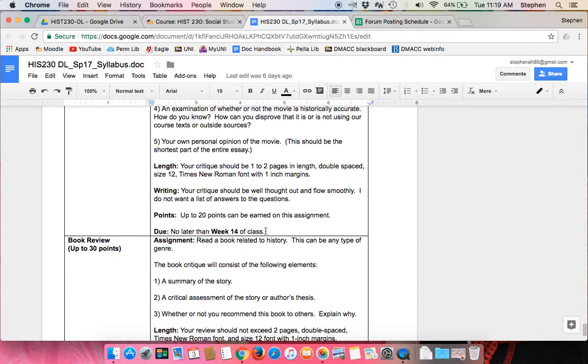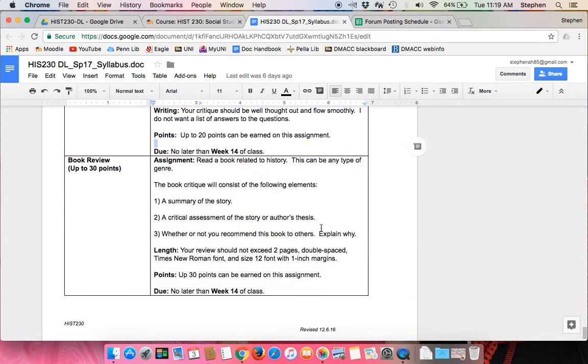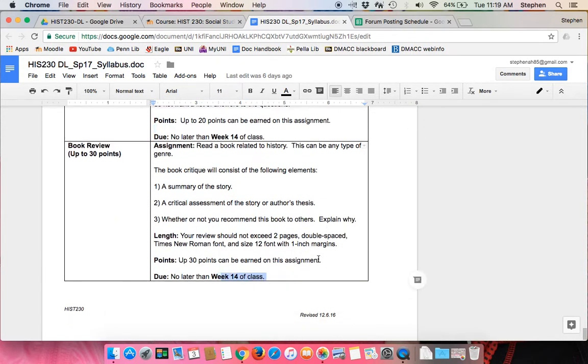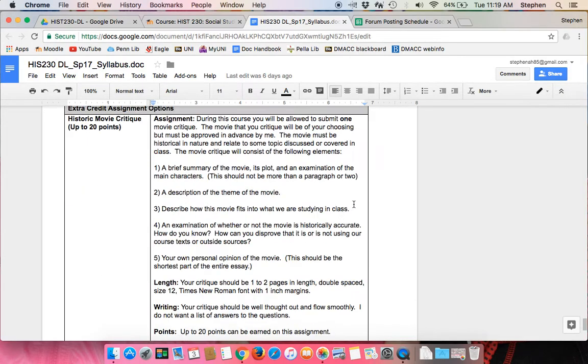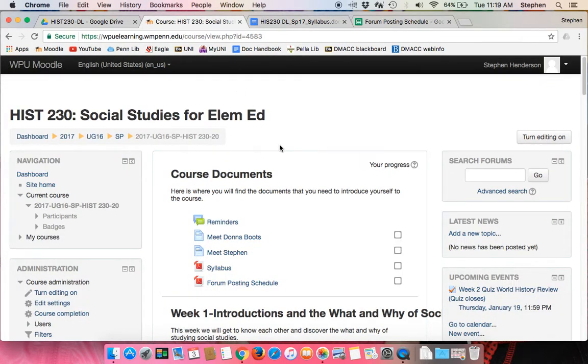A note that these are due no later than week 14. I will not take extra credit assignments any later than week 14. Then you can look back up at the schedule. That's a high-level, fast shotgun approach to our class. To begin, I would start by reading through all of the required documents, reading a little bit about Donna and myself, and then jumping into our course content.